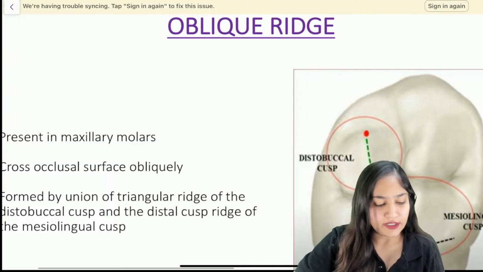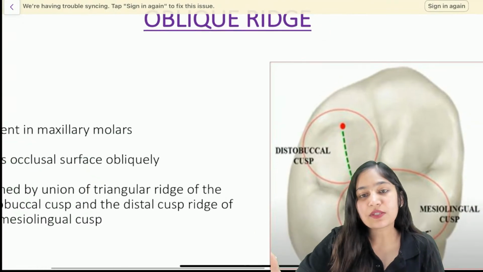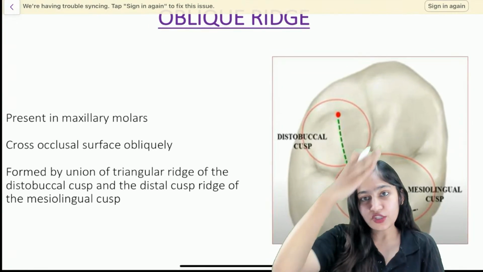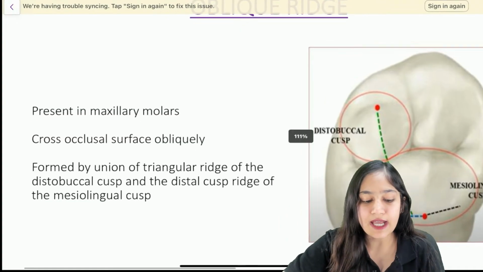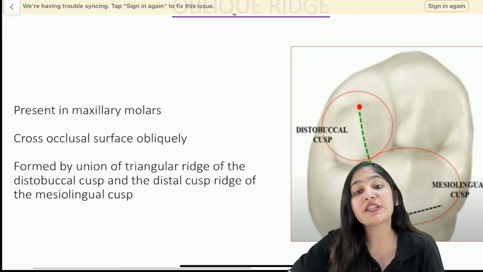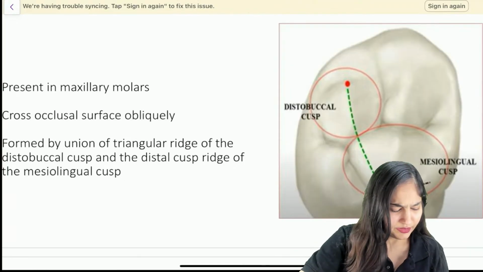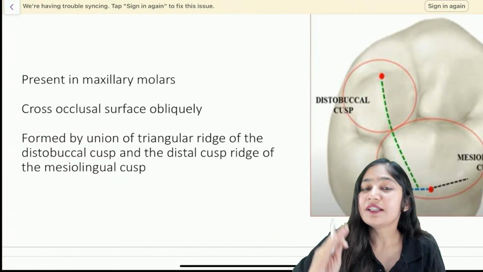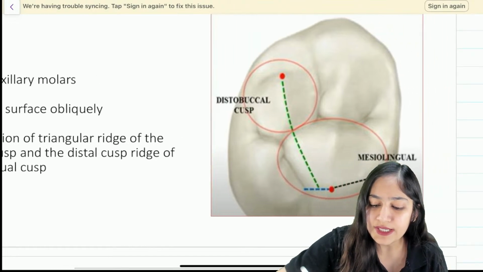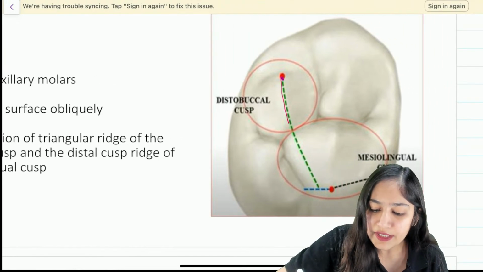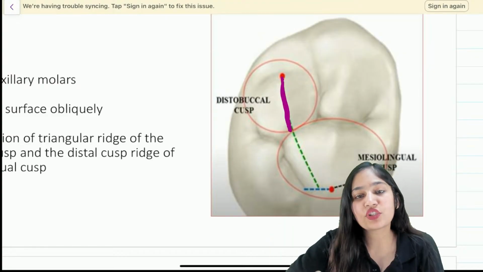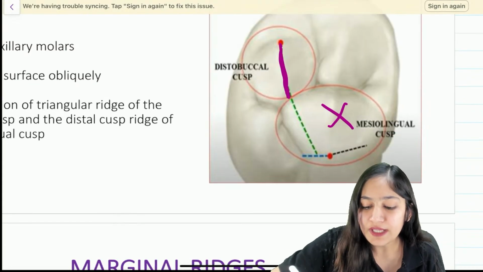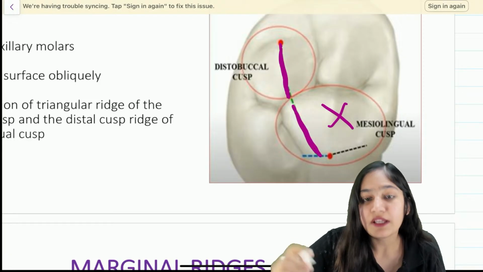Now coming to oblique ridge. So you can be asked about an image based question regarding oblique ridge, right? So what is oblique ridge? Oblique ridge mainly crosses the molars obliquely, starting from where? It is a combination of which ridges? So it is formed by union of triangular ridge of distobuccal cusp. Here we can see in this diagram, you can easily appreciate. Here we have triangular ridge of distobuccal cusp, but not the triangular ridge of mesiolingual cusp, right? Here we have cusp ridge, distal cusp ridge of mesiolingual cusp.